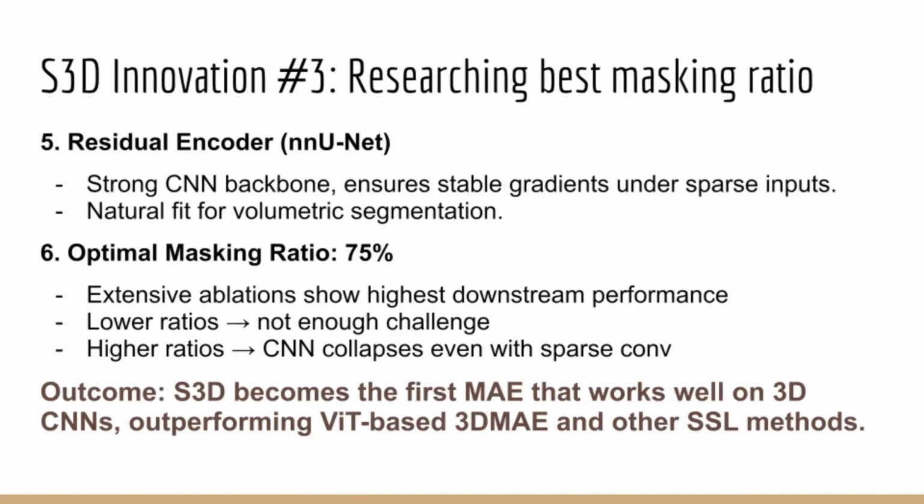The third innovation of S3D focuses on architecture choice and parameter optimization. The first is the residual encoder. S3D chose to use the strong CNN backbone from nnU-Net. The residual encoder U-Net is a natural fit for volumetric segmentation and ensures stable gradients under sparse input.